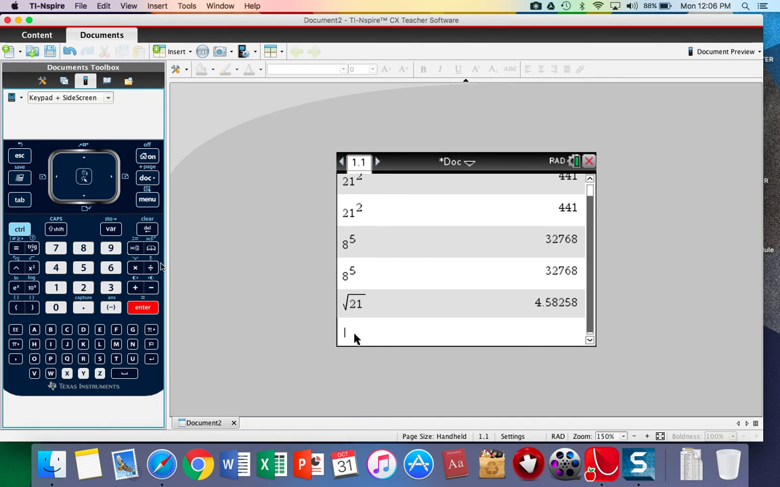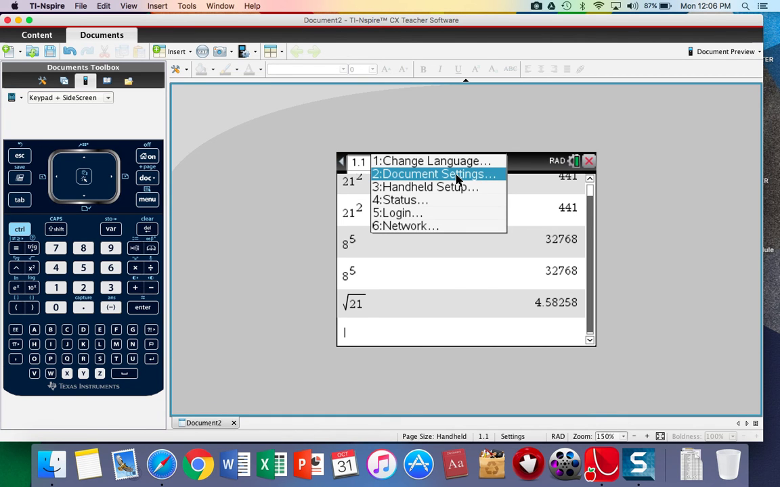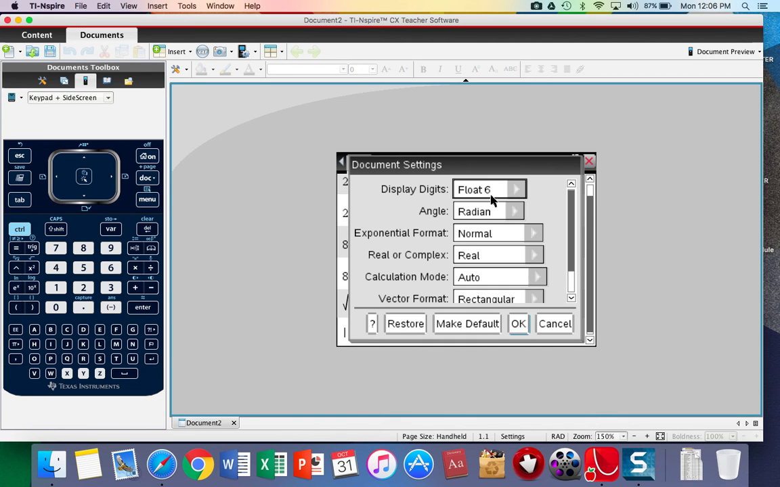Now you can see here that there are 5 decimal places in 6 significant figures, isn't it? Suppose what if you want more? What if you want, let us say, only 2 significant figures, or what if you want 3 significant figures? How do you do that? That is very simple. What you do is press this and select document settings, and you can see here float 6.